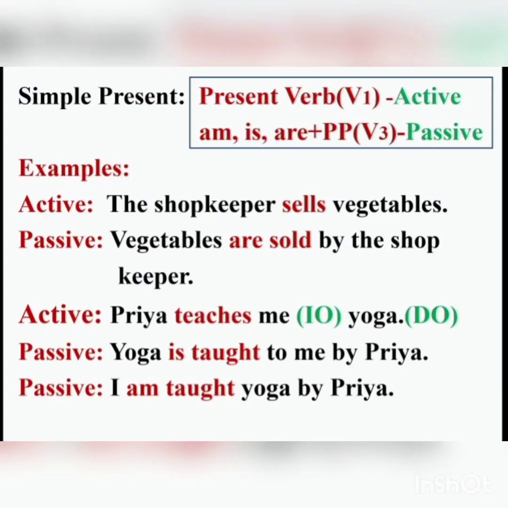Simple present. Simple present will have present verb, that is, verb 1. For example, the shopkeeper sells vegetables. Here the shopkeeper is a subject, sells is the verb, vegetables is the object.